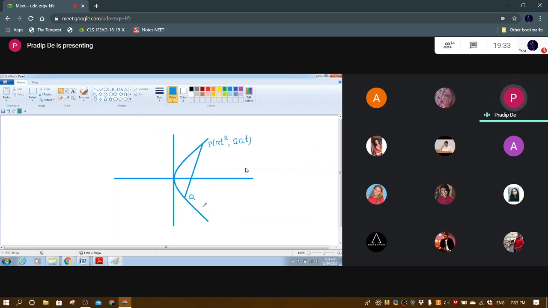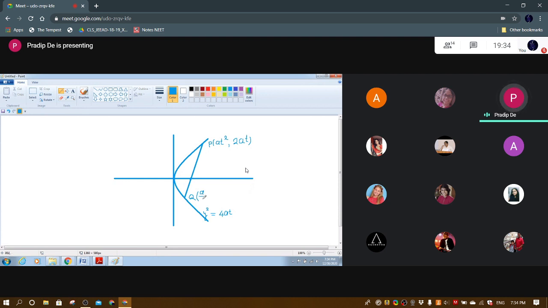Equation of the parabola: y square equal to 4ax. And that is why the coordinates are at square, 2at. Then the coordinates of Q will be 1 upon t. If this point is referred to as t, then what will be the point 1 upon t? Can you tell me? What will be 1 upon t?